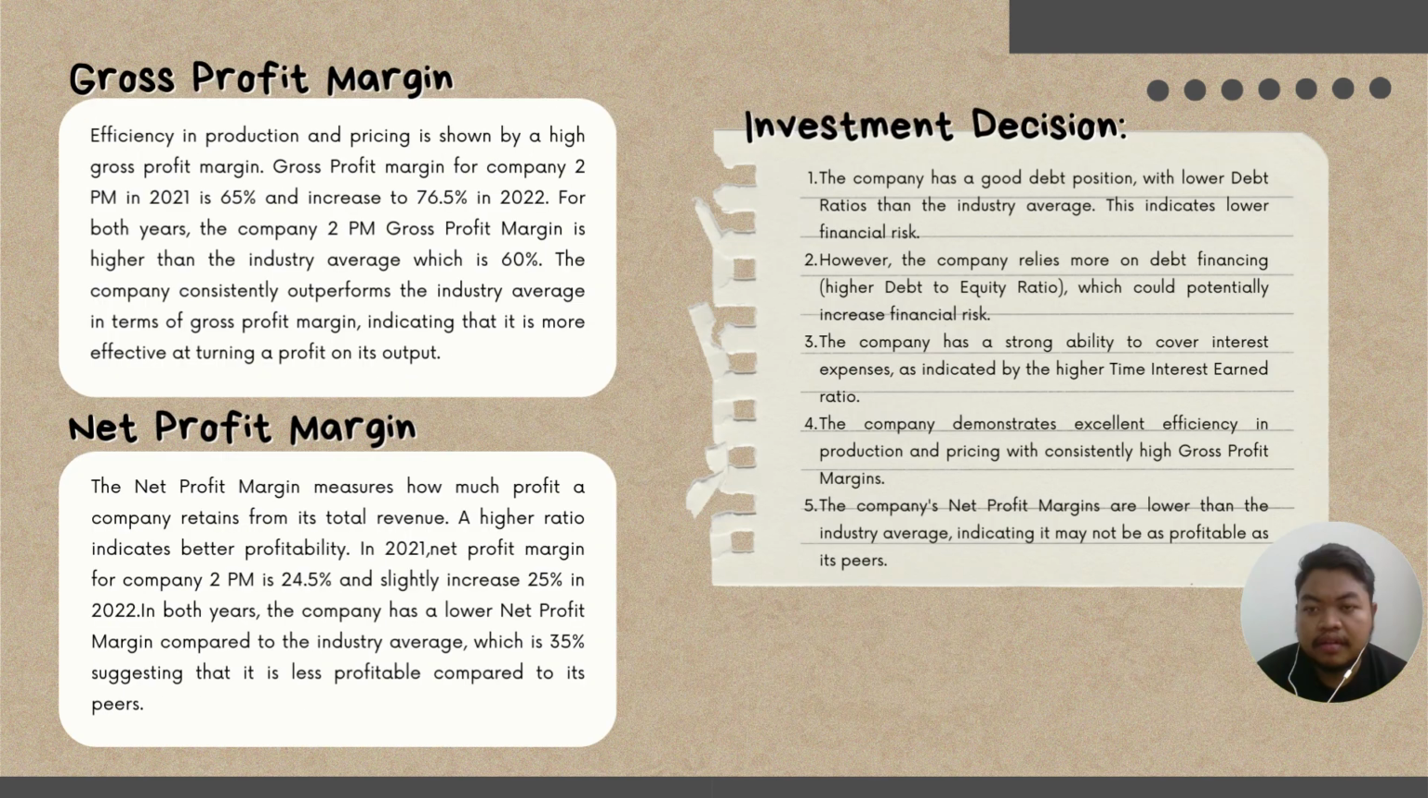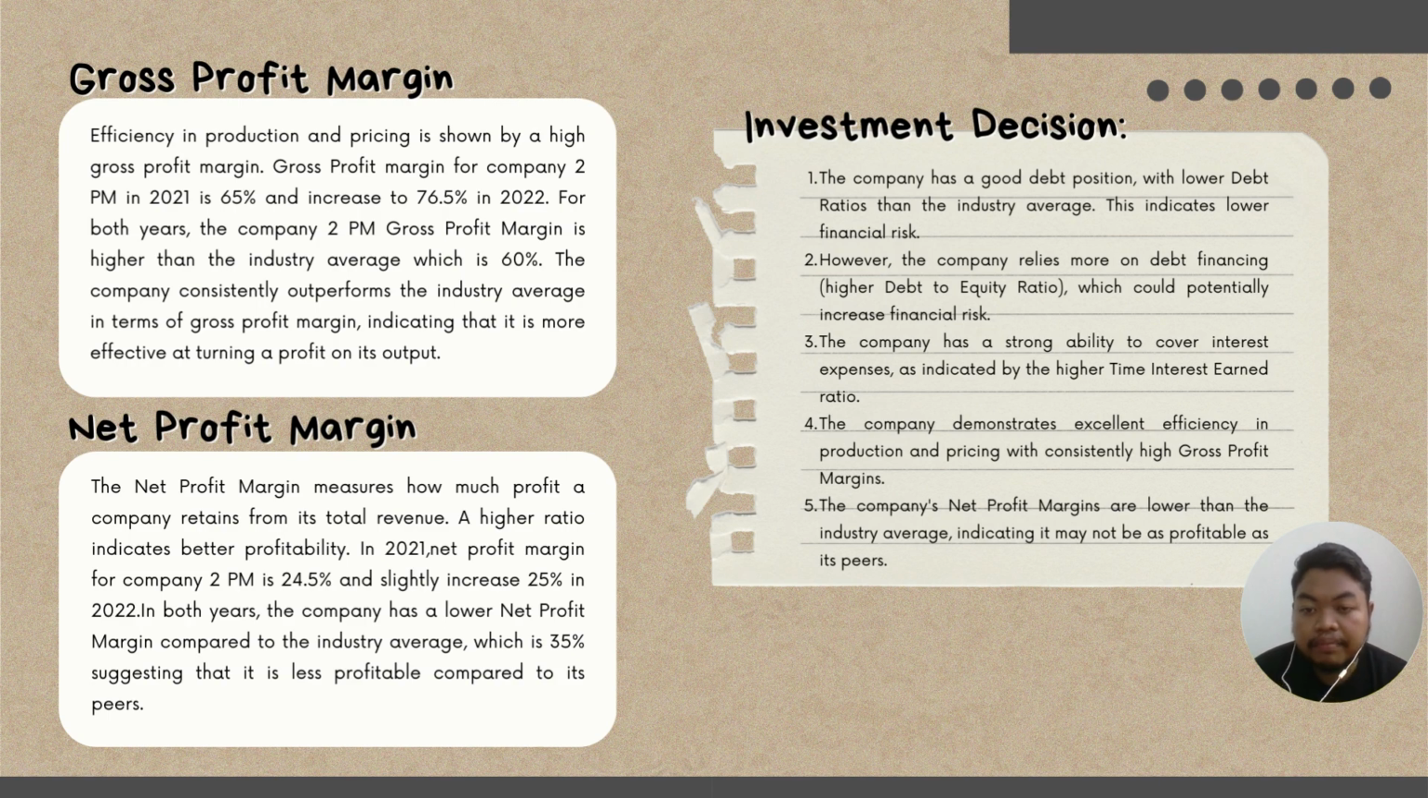Gross profit margin. Efficiency in production and pricing is shown by a high gross profit margin. Gross profit margin for company 2PM in 2021 is 65% and increased to 76.5% in 2022. For both years, the company 2PM's gross profit margin is higher than the industry average, which is 60%. The company consistently outperformed the industry average in terms of gross profit margin, indicating that it is more effective at turning a profit on its output.